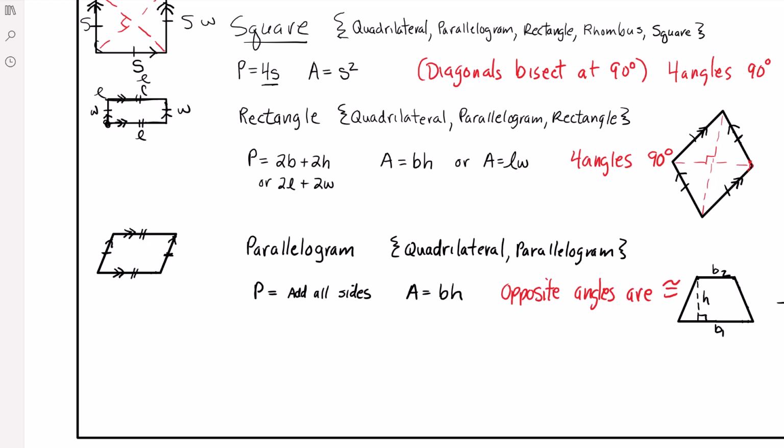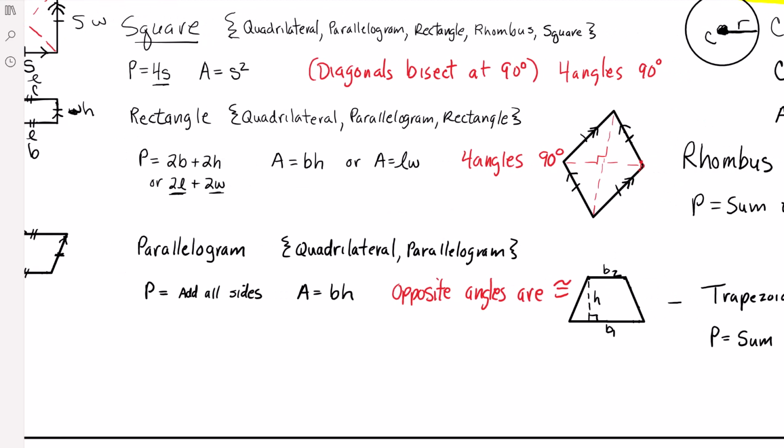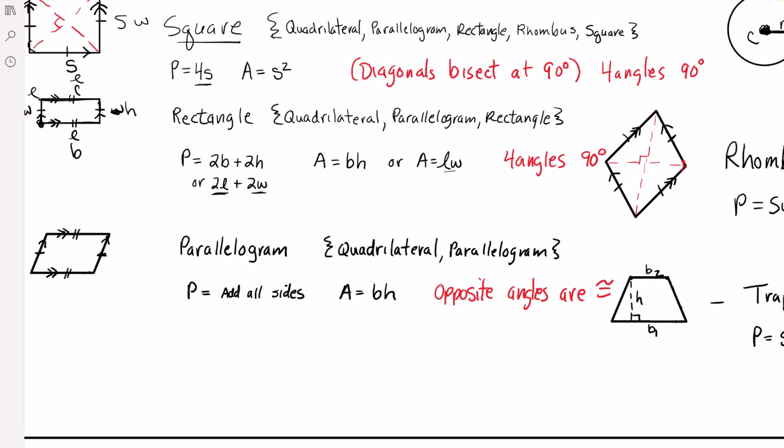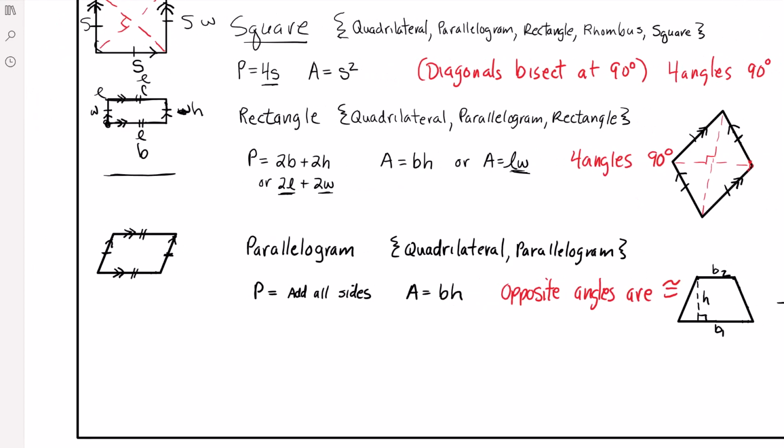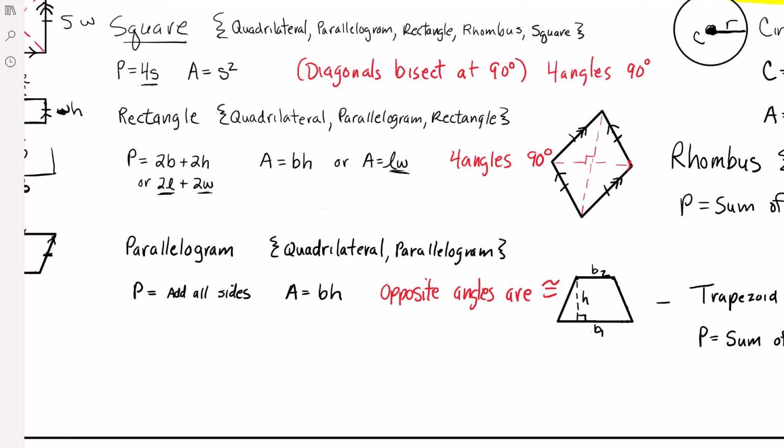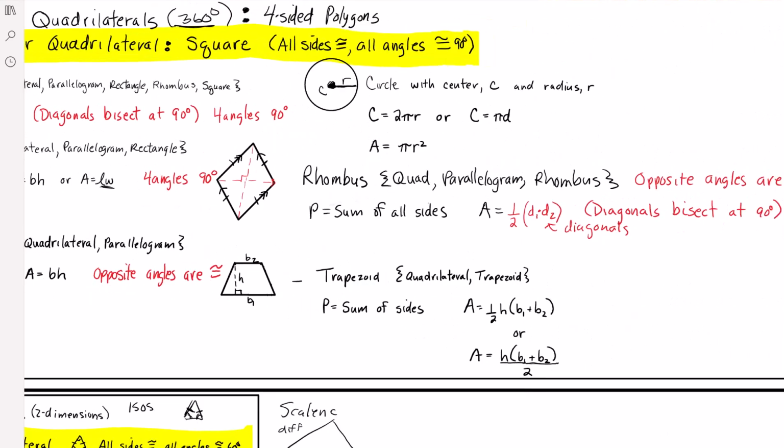So the perimeter of a rectangle is just 2 times the length plus 2 times the width, or we could call this base and we could call this height, and it'd be 2 times the base plus 2 times the height. The area is just length times width, or sometimes you're going to see it as base times height. They mean the same thing, just sometimes this measure is referred to as length, or sometimes this measure is referred to as the base.